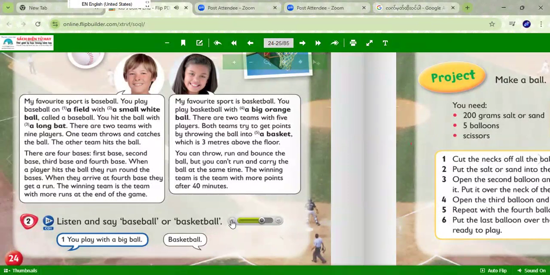7. A game is 40 minutes. Basketball. Very good. 8. You must throw the ball into a basket. Basketball. Good. 9. There are 4 bases. Baseball. Very good.